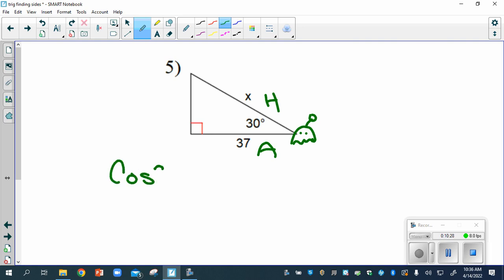Here's what. I got cosine 30 equals 37 over x. And here is the problem. I don't like variables in the denominator, right? Because if I got rid of that 37, I would just have this weird x floating in the basement. And I can't do that. I need a way for that variable to come to the top.